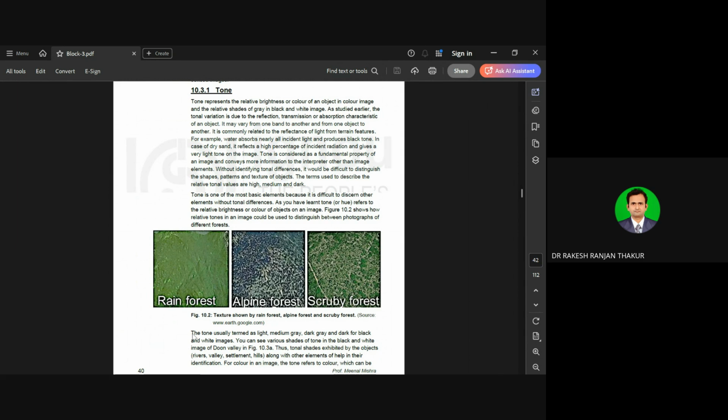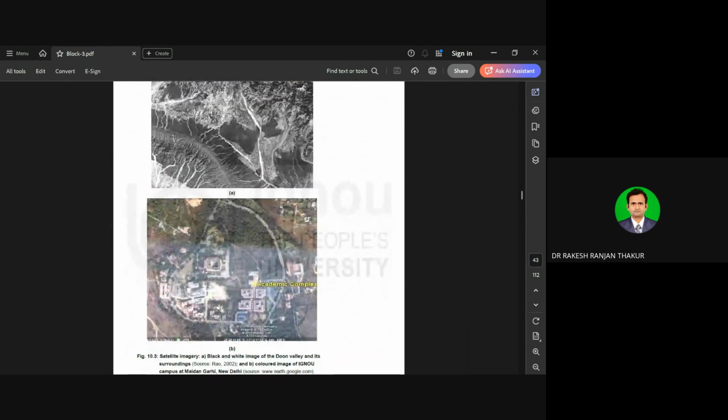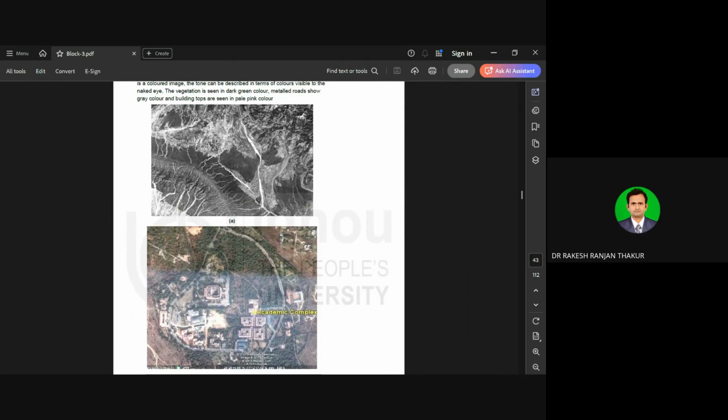You can see that rainforest looks like this, scrubby forest looks in such a tone, like alpine forest. So you can see the tonal difference here, right? Your rainforest and your alpine scrubby forest are different.